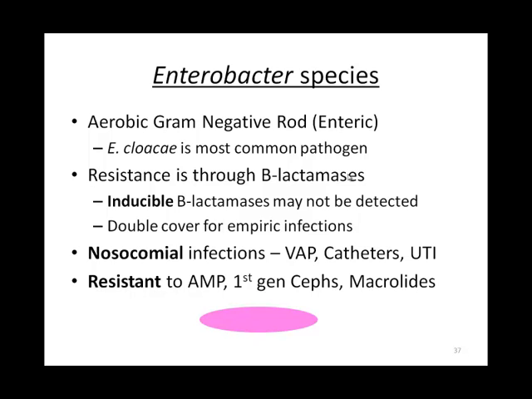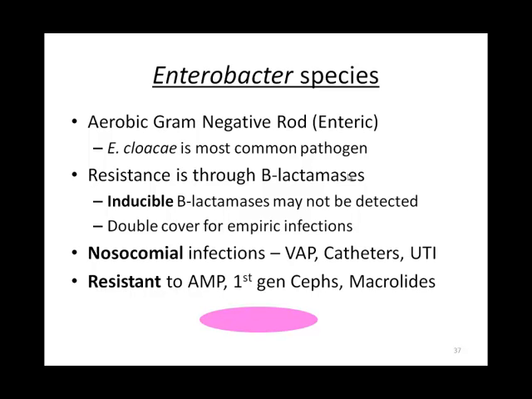Enterobacter is when we start grasping at straws. This is not one that you are going to encounter most commonly, but when you do, you'll encounter Enterobacter cloacae. And what we find is that this has so many resistance patterns that some of the most common things that you would think to use are not susceptible.